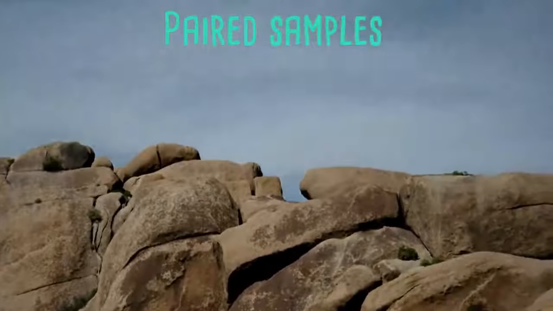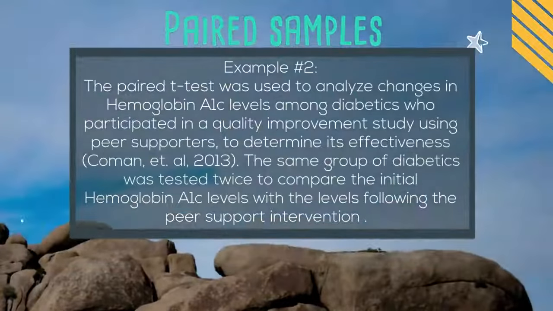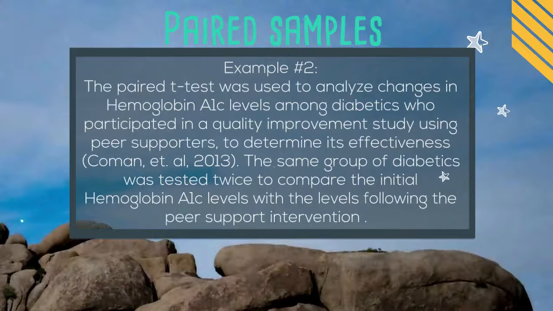Researchers used the paired t-test to analyze changes in hemoglobin A1C levels among diabetics who participated in a quality improvement study using peer supporters to determine its effectiveness. The same group of diabetics was tested twice to compare the initial A1C levels with the levels following the peer support intervention.